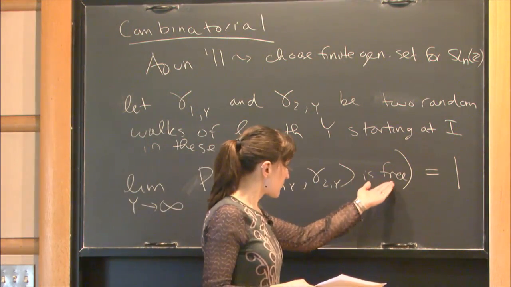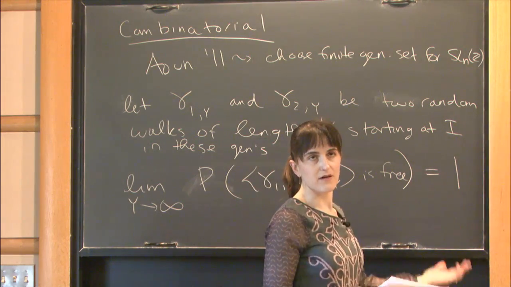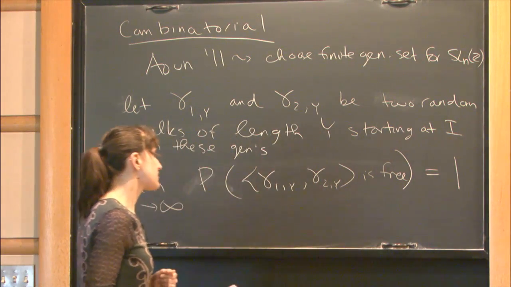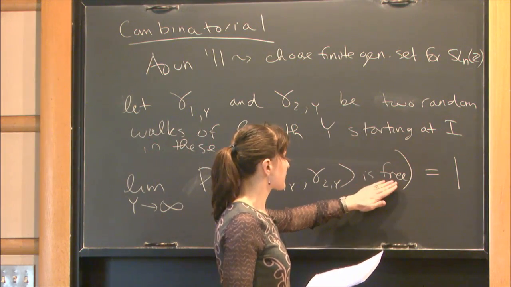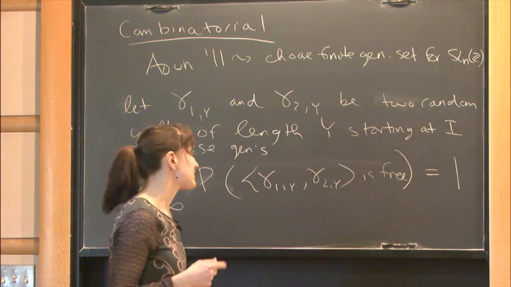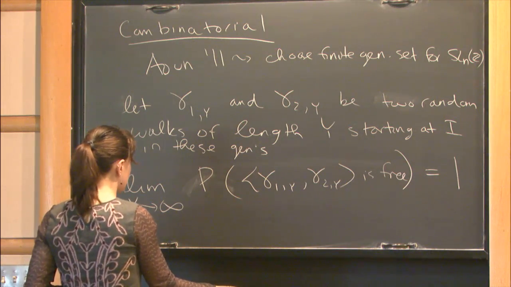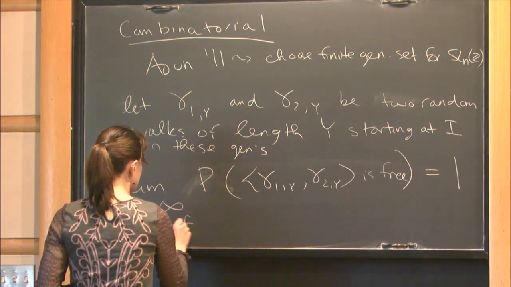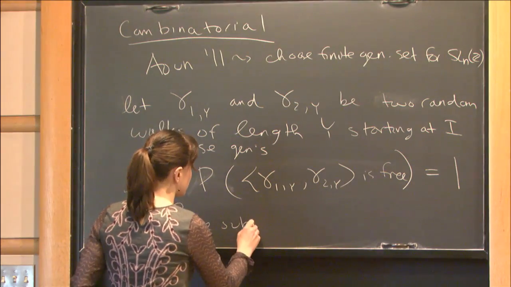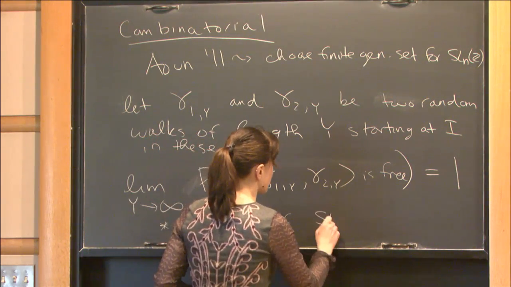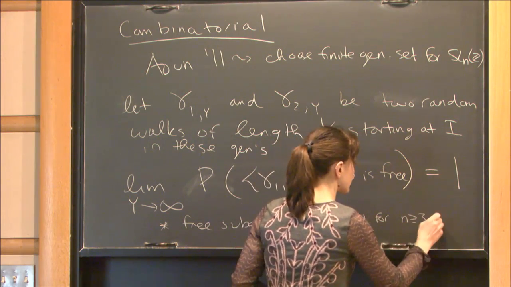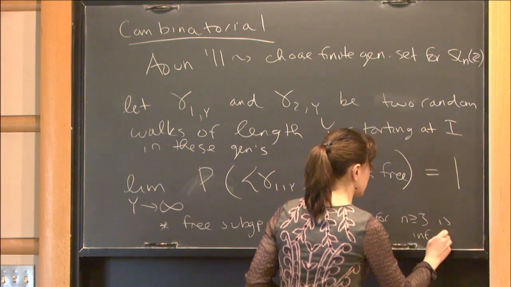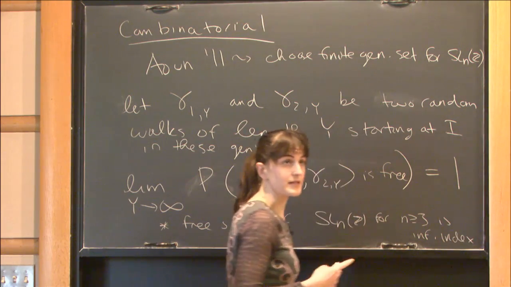And what does free have to do with thin? We heard a little bit about this before. Basically, note that a free subgroup of SL_n(Z) for n greater than or equal to 3 is of infinite index in SL_n(Z).